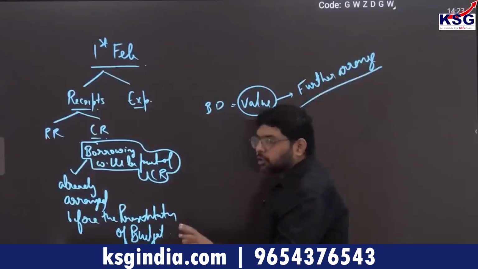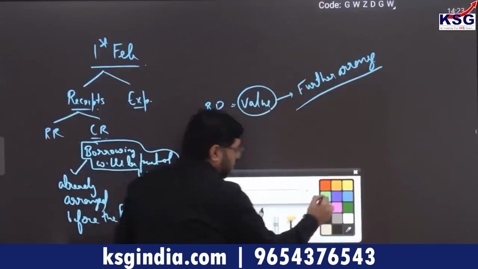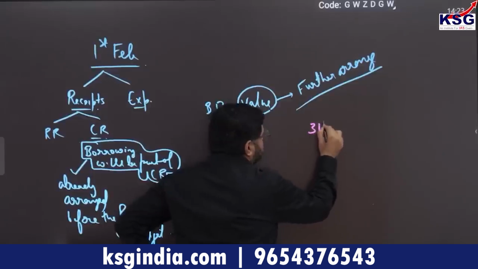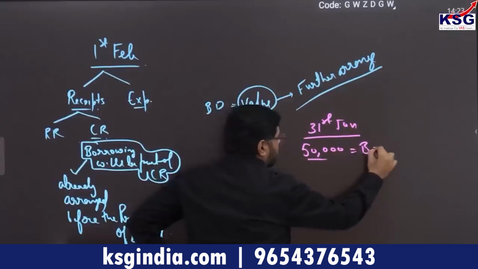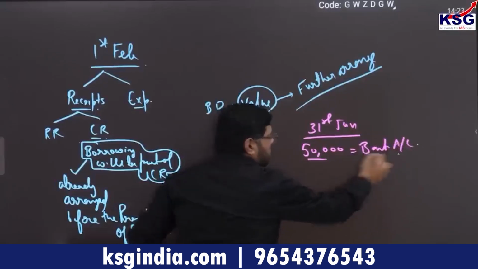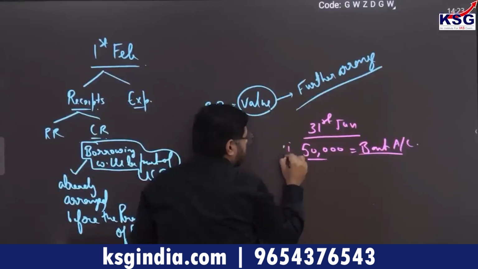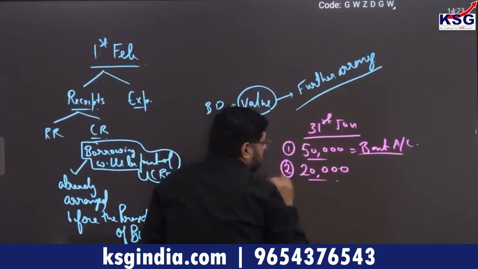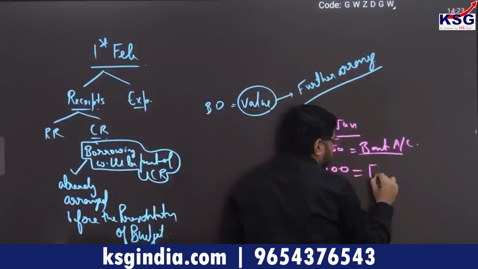I am sure that it is not clear to you, so I will give you one example. You can understand it in this way. For example, on 31st January, suppose you have 50,000 in your bank account, and 20,000 has been given to you by your friend as a borrowing.